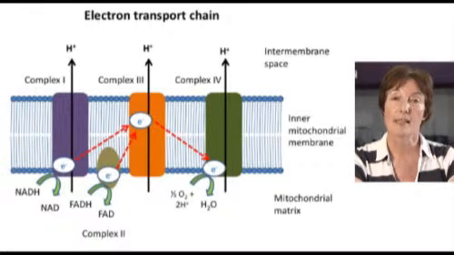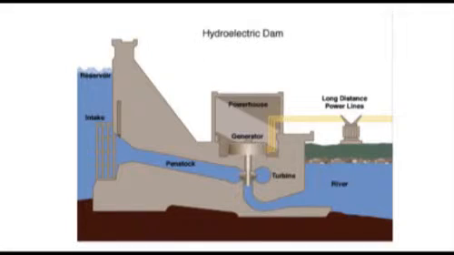As the membrane itself is impermeable to hydrogen ions, the ions can only get back across the membrane if there is a protein that can transport them back. Do you know how a hydroelectric power station works? You can see a picture of it here.